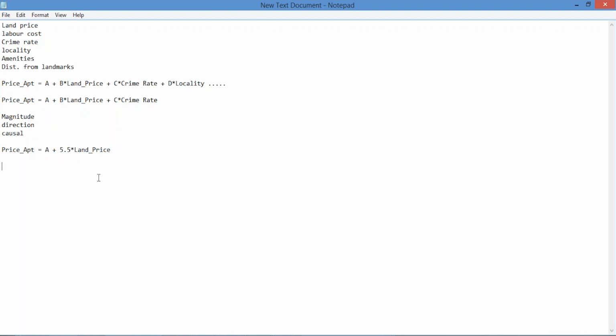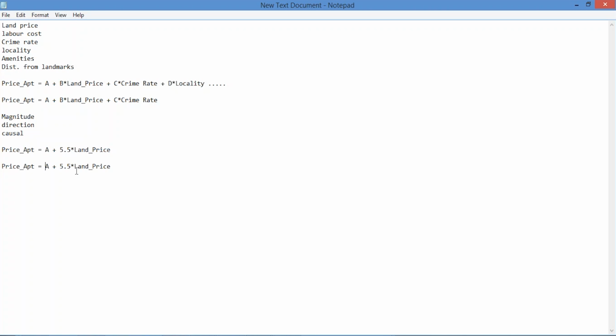So the higher the magnitude, the more impact on the dependent variable, correct? Fine. Now, if I say 5.5, it can even be minus 5.5, right? So how do you interpret this? If I have a positive one, let's say I put the same thing here.